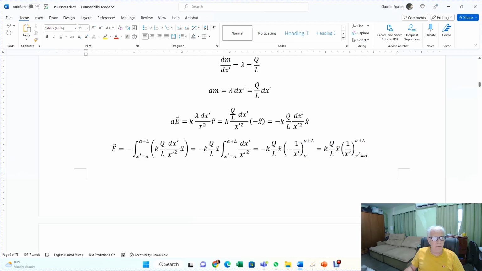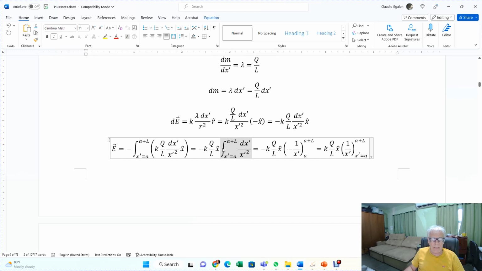That's what I did, x prime from a all the way up to a plus L. X hat is going to be a constant. KQL is going to be a constant as well, so they can be taken out of the integral. And we are left with the integral right here that can be easily calculated, right? Dx prime divided by x prime squared.